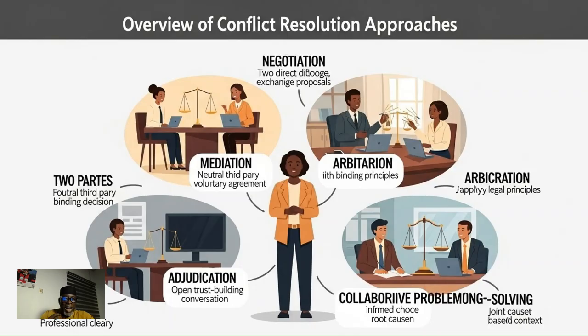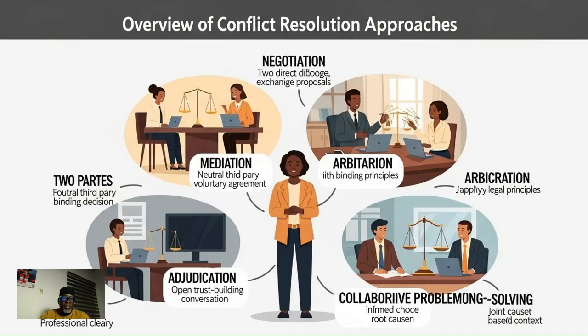The fourth one is adjudication. Adjudication is similar to arbitration, but it typically involves a judge or a legal authority who resolves the conflict based on legal principles and even evidence presented by the parties. The next one is dialogue, which is the fifth one. Dialogue encourages open, honest communication between conflicting parties to understand each other's perspectives and build trust. It is often used in community and international peace building efforts.